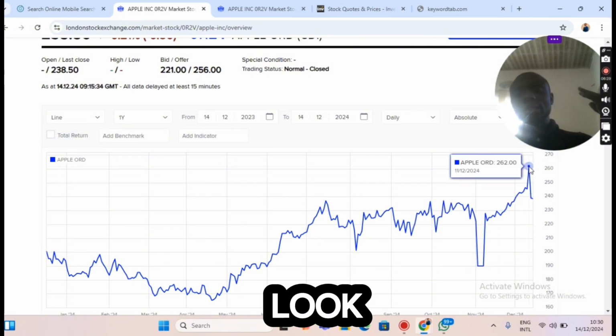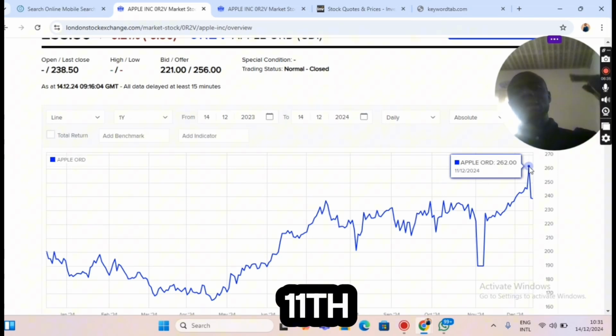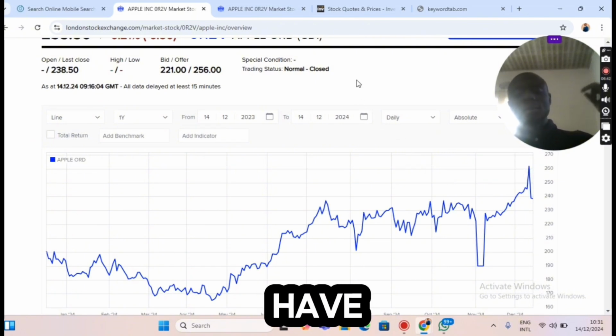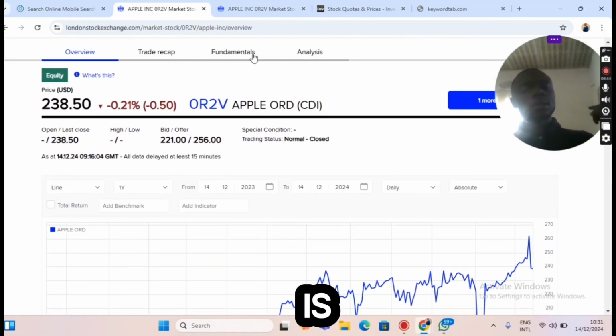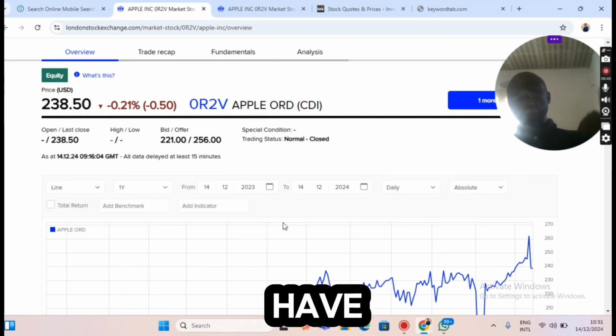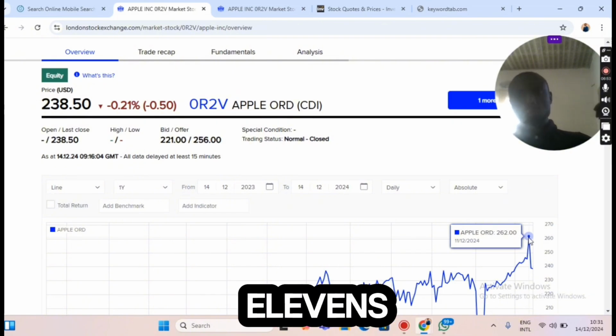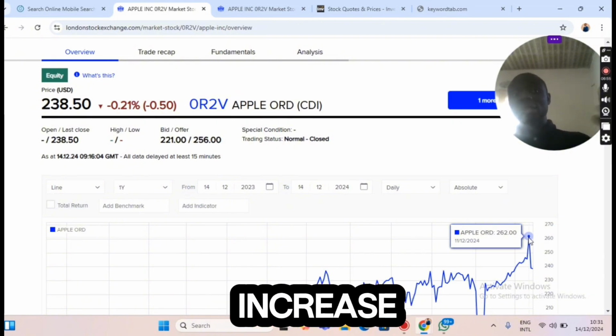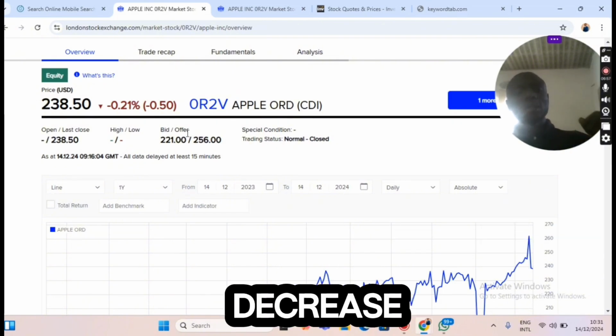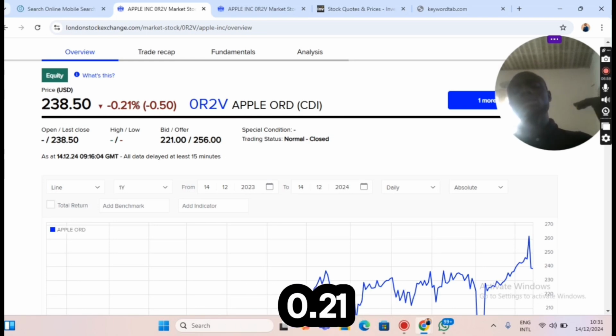As at 6/11/2024. Now, when you look at this, this indicates 11/12/2024. On the 11th, the market price was 262, right? Now, this is the closing price on the 13th. So definitely something has happened. If you have 262 as at the 11th, normally it's supposed to increase. It did not increase. You can see that it dropped, it decreased. So that is why it's showing minus 0.21.